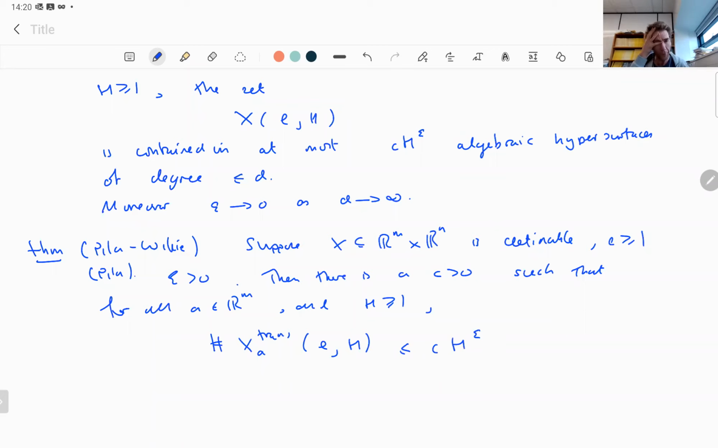So what do I mean it's due to Pila? So the Pila-Wilkie theorem is this with e equals 1. And then Pila proved this version where you allow points of bounded degree. But as I said last time, we'll follow the proof that Neer Bhardwaj and Lou van den Dries gave recently. So let's start.